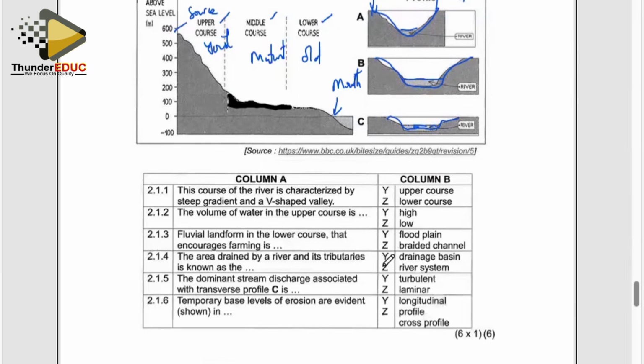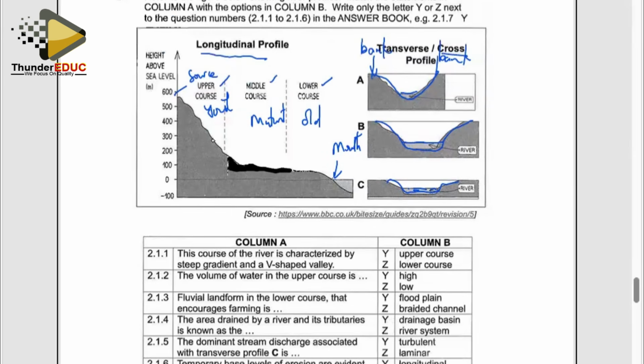Let's answer the questions. Number 2.1.1 says, this course of the river is characterized by a steep gradient and a V-shaped valley. Steep gradient, you can see here, this river is very steep on the longitudinal profile. And if you check at A, this is V-shaped. Where does that happen? It happens in the upper course. So the upper course is where we have those features.